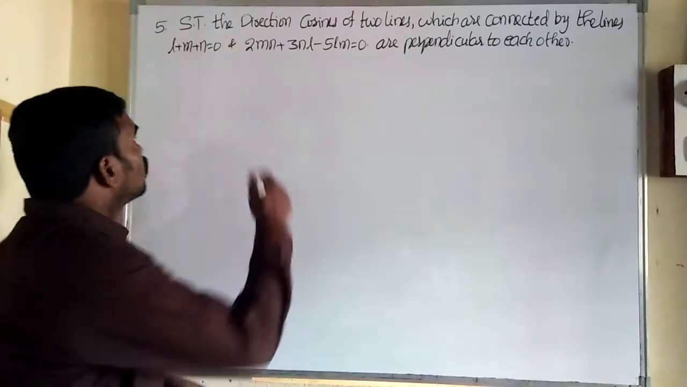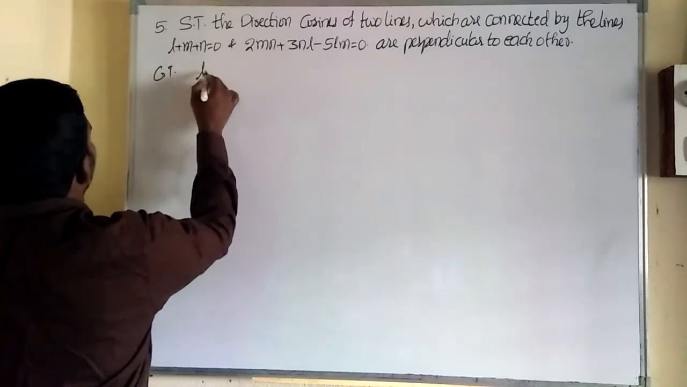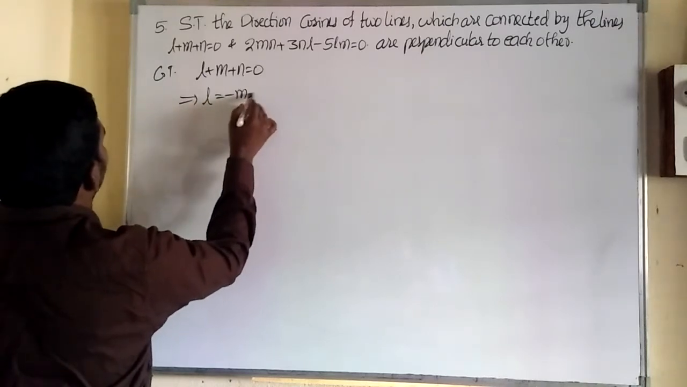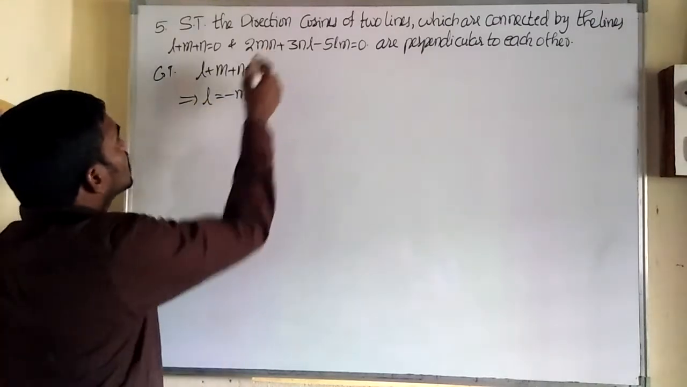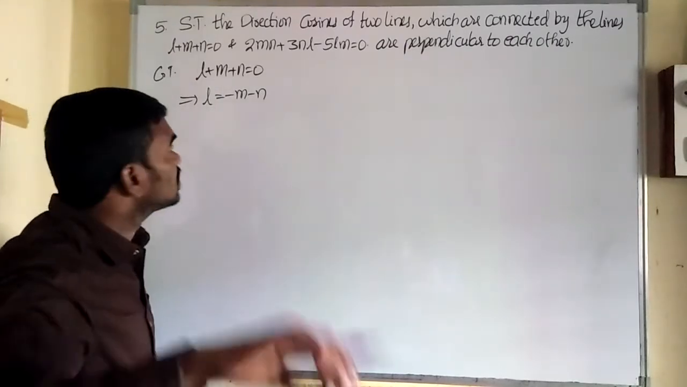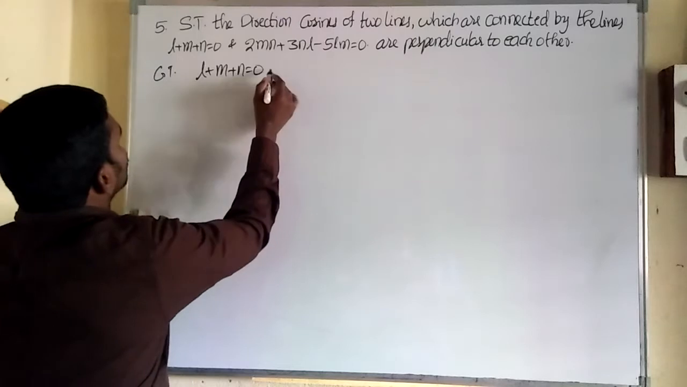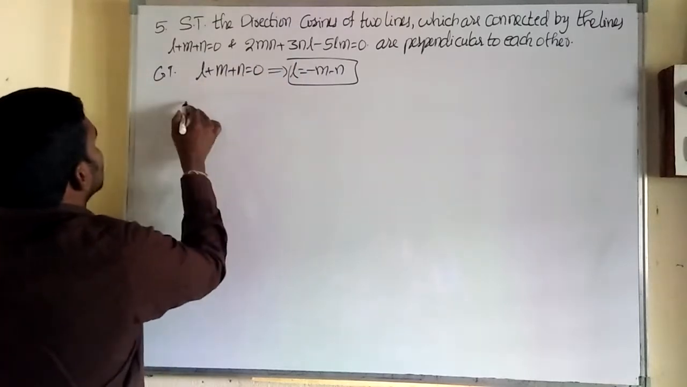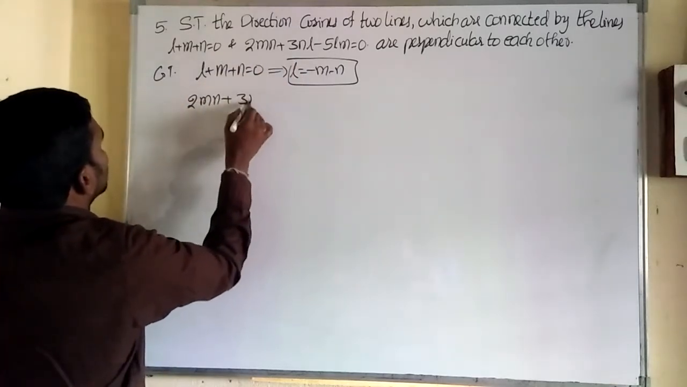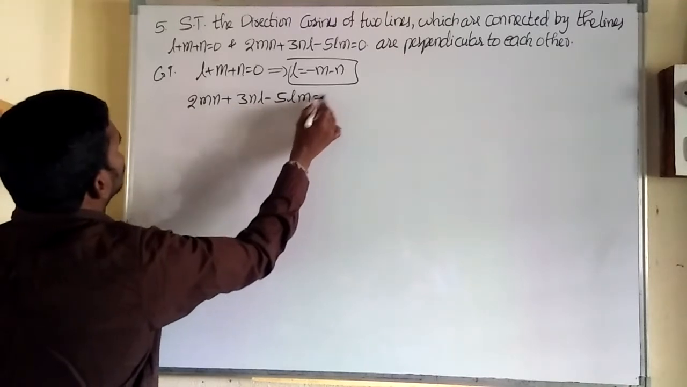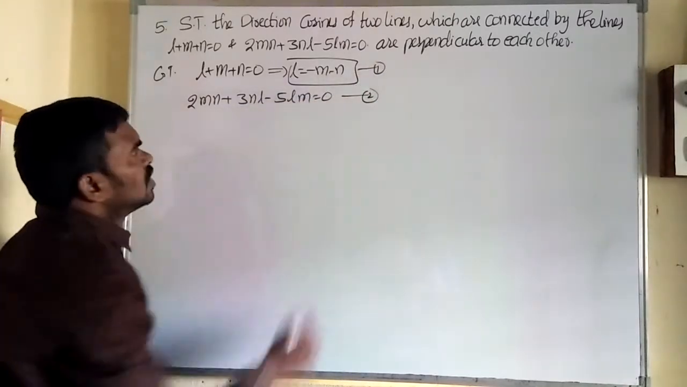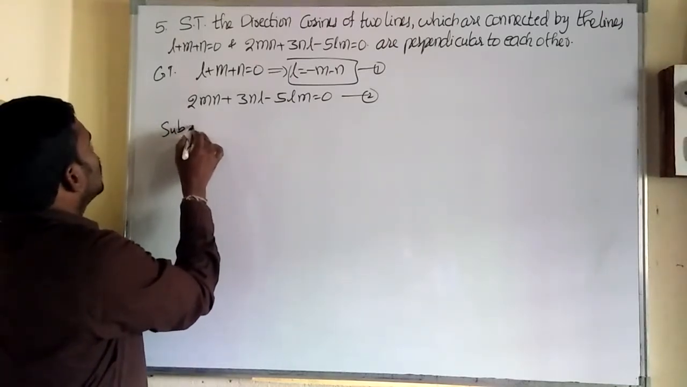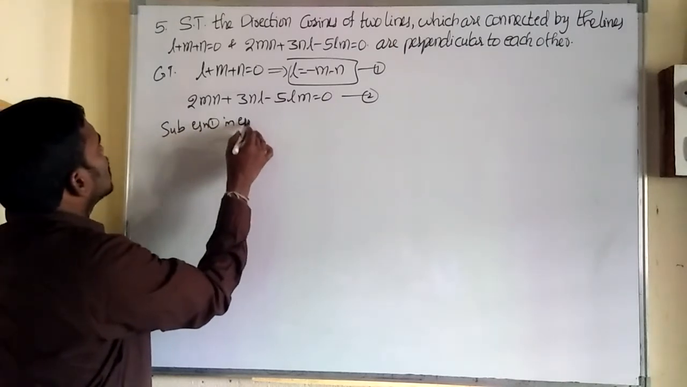Okay, so how to do it? First, given l + m + n = 0, from this we can get l = -m - n. This is the first equation. Then the second equation is 2mn + 3nl - 5lm = 0. So substitute equation 1 in equation 2.